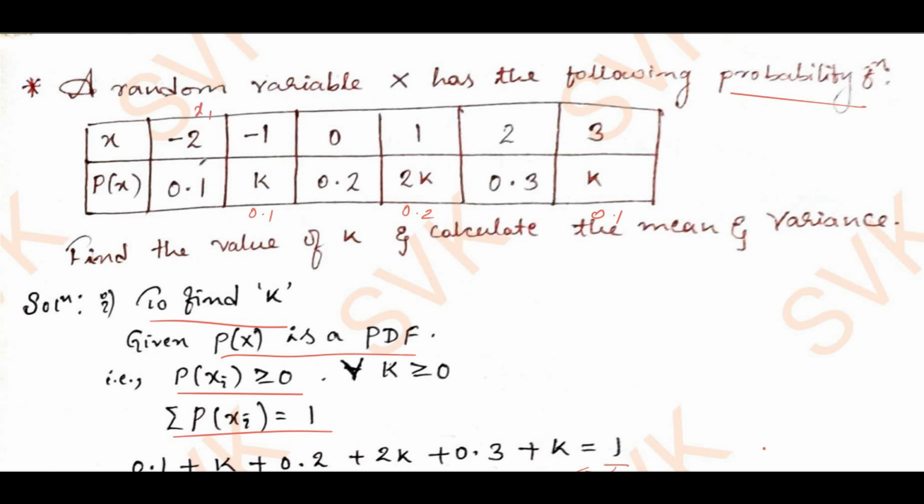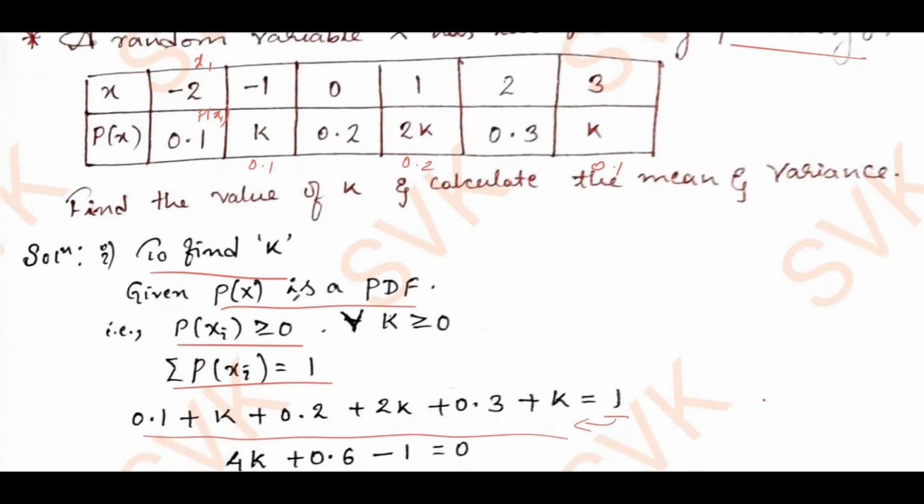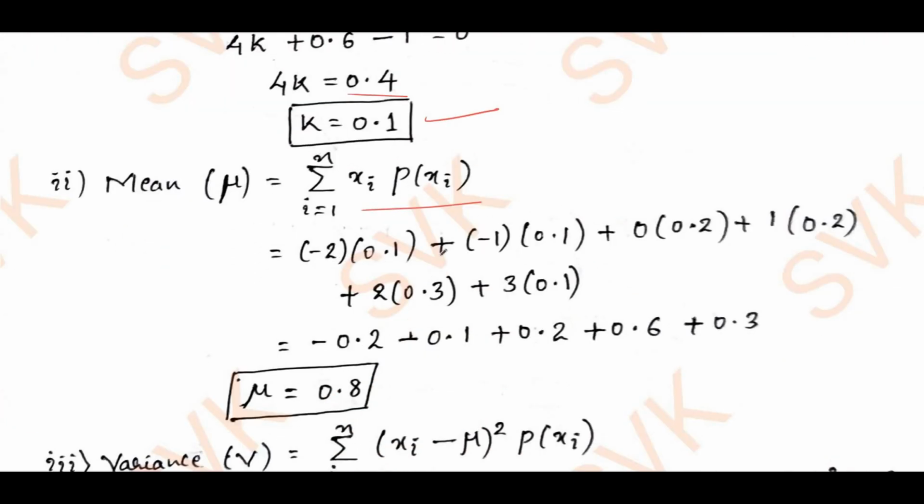This is x1 and this will be p of x1. Just multiply these two and add all the values. What are we going to get? That is minus 2 into 0.1 plus minus 1 into 0.1 plus 0 into 0.2 plus 1 into 0.2 plus 2 into 0.3 plus 3 into 0.1. Simplifying this part, we are going to get the mu value as 0.8.